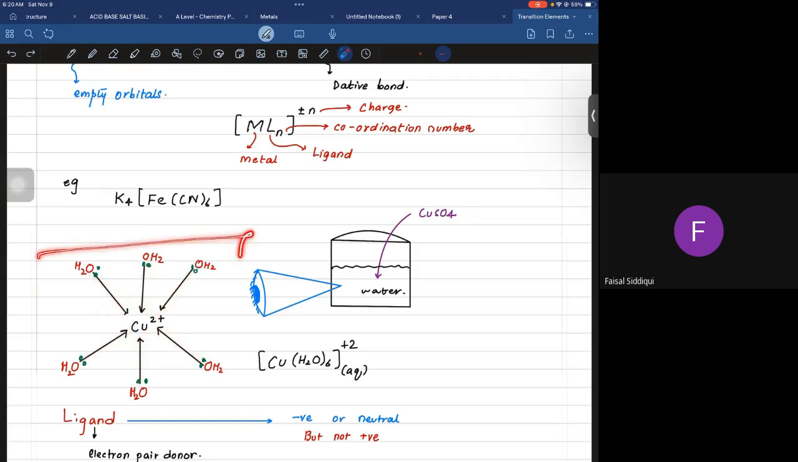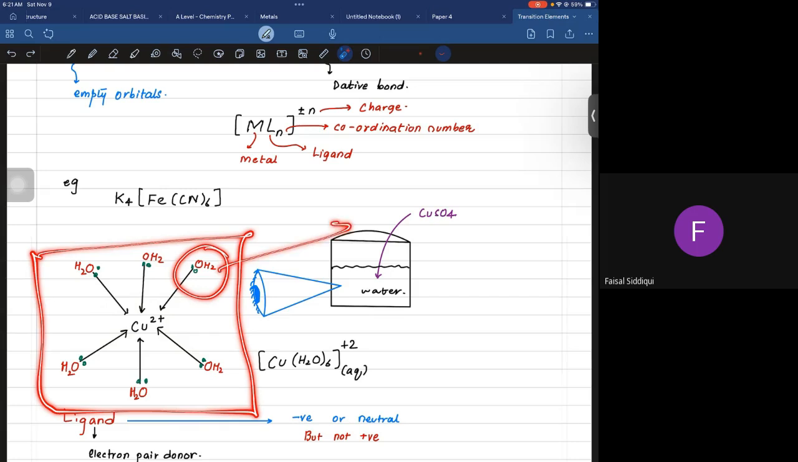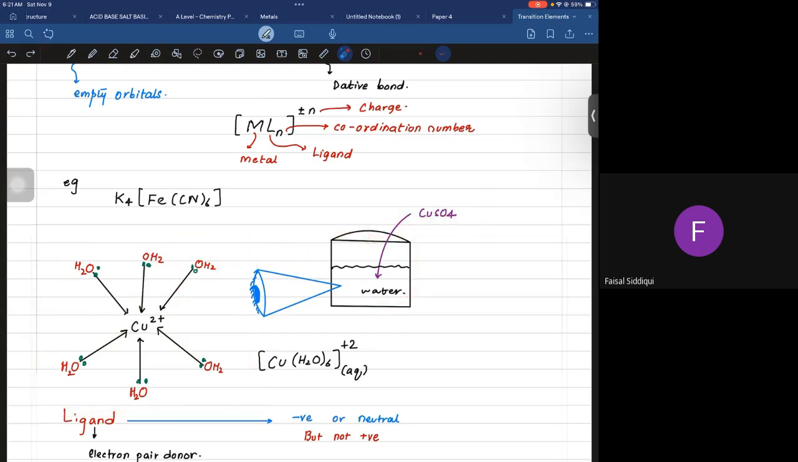So this is a complex in which the water is a ligand. For your simplicity, ligand is equal to the nucleophile. If you remember in AS, you used to discuss nucleophiles, nucleus loving, right? Do you remember? We used to discuss nucleophiles, which have a negative charge. Why is there a negative charge? Due to electrons. So ligands are the same.